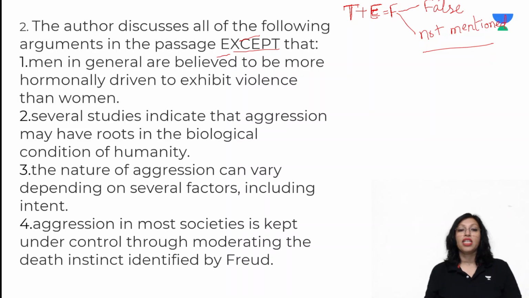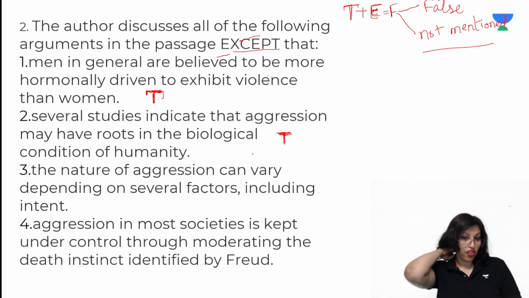So let's see which ones are being discussed by the author and then which one is not. Men in general are believed to be more hormonally driven to exhibit violence than women. While the last part of the passage had said something like this, that men have more testosterone and therefore they are more violent. So this one is true as far as I think, right? Okay. Several studies indicate that aggression may have roots in the biological condition of humanity. Well, apparently that was also mentioned somewhere in the passage. So I will mark true for this also.